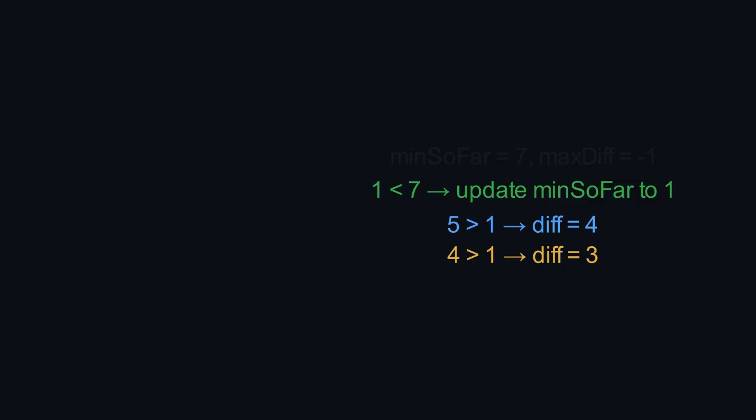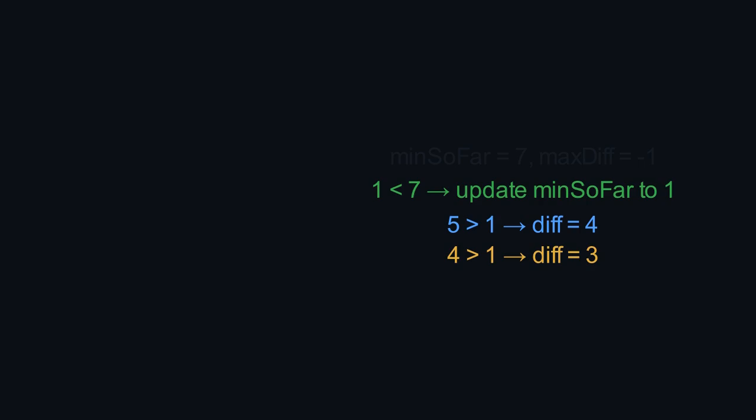Next, 5. 5 is greater than min_so_far, which is 1. The difference, 5 minus 1, is equal to 4. This is greater than maxdiff, -1, so maxdiff becomes 4. Finally, 4. 4 is greater than min_so_far, still 1. The difference, 4 minus 1, is equal to 3. This is not greater than the current maxdiff, which is 4, so maxdiff remains 4.